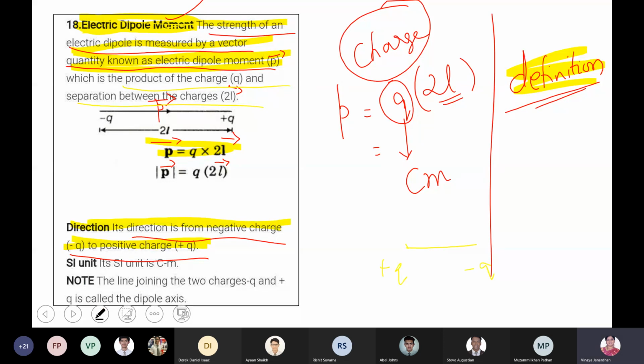Now look at the SI unit. Q, the charge, has an SI unit of coulomb. The distance has an SI unit of meter. So coulomb meter, is that clear, boys? So what is electric dipole moment? It is a product of any one charge constituting the dipole into the distance between the charges. And it is a vector quantity. Electric dipole moment is a vector quantity. It always points from the negative charge to the positive charge. SI unit is coulomb meter.